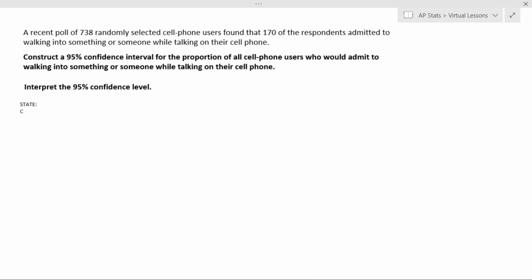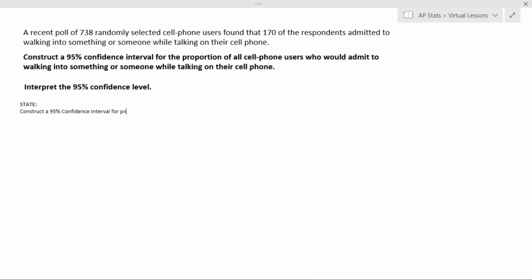We want to construct a 95% confidence interval for P, and we need to say what it is in the context of the problem. We're not constructing a confidence interval for p hat. P hat is what we're using. That's the sample proportion, which we use to approximate the true value of the population proportion.